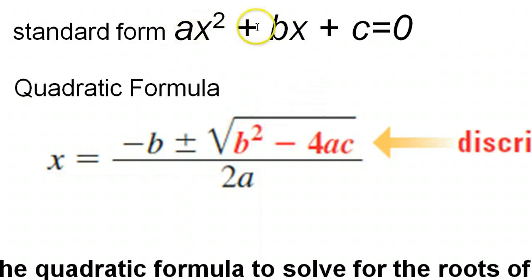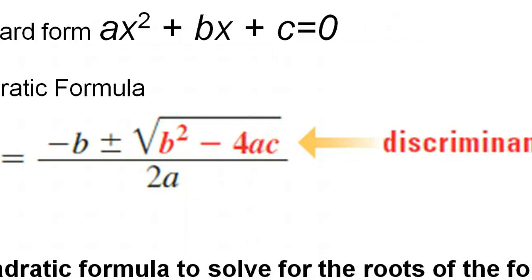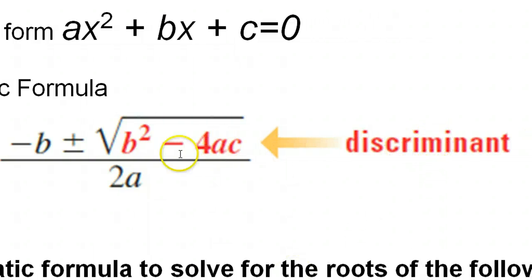If we have a quadratic equation in standard form, which is like this, now the part underneath the radical, b squared minus 4ac, has a special name. It's called the discriminant. So that's what we're dealing with now. The radical part is not included, just the b squared minus 4ac part.